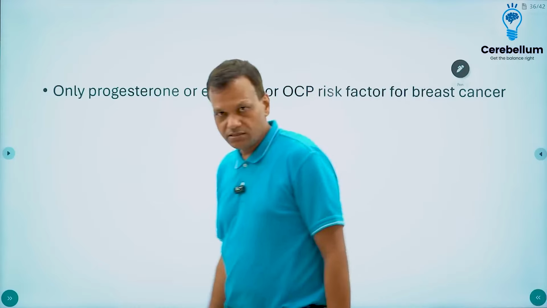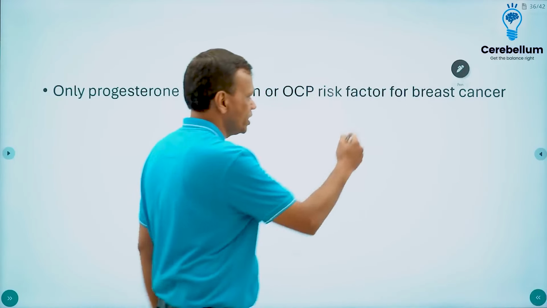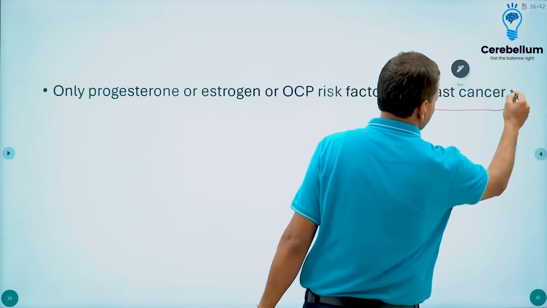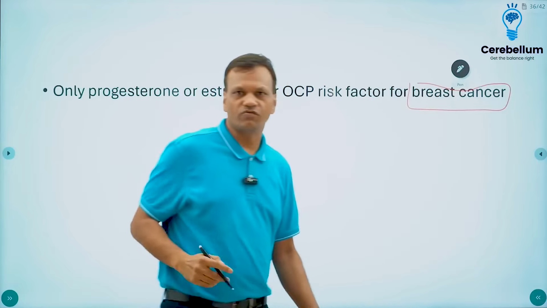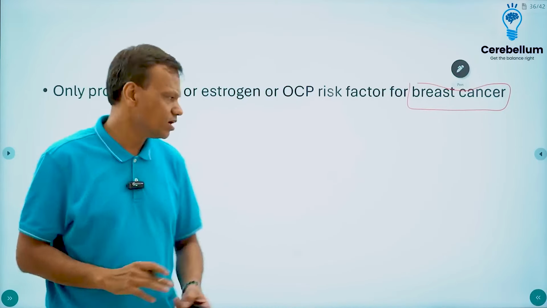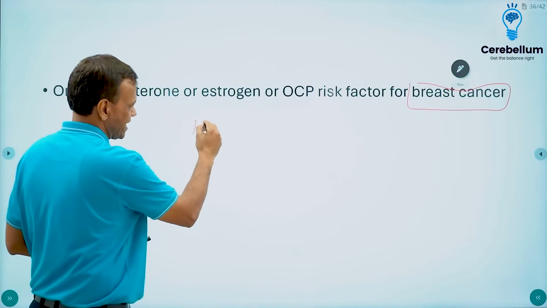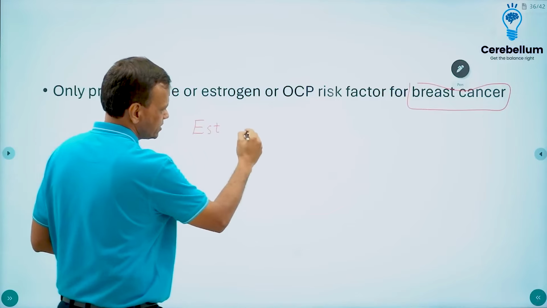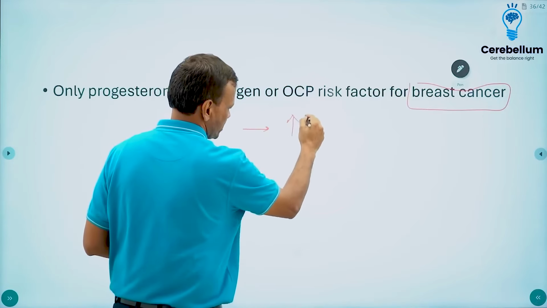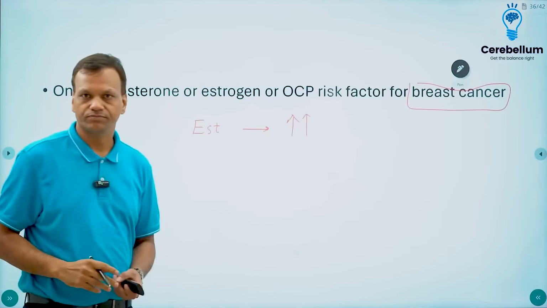The next thing is breast cancer. So hormonal things, like estrogen and progesterone, whether they increase the risk of breast cancer or not. The concept you need to remember is that estrogen increases the risk of breast cancer. Estrogen increases the risk of breast cancer.